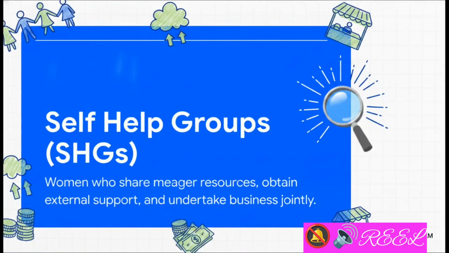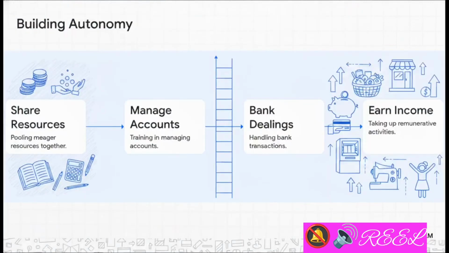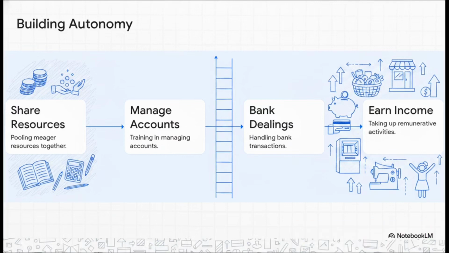If you got that right, you are 3 for 3 in today's challenge. An SHG is a group of women who come together to share their meager resources, obtain external support, and undertake business jointly to earn an income. These groups are absolutely brilliant because they provide a step-by-step ladder to dignity and independence. Women first share resources, which allows them to get hands-on training in managing accounts and handling bank transactions. Ultimately, this leads to taking up remunerative income-generating activities.